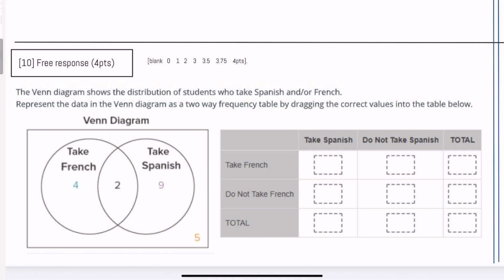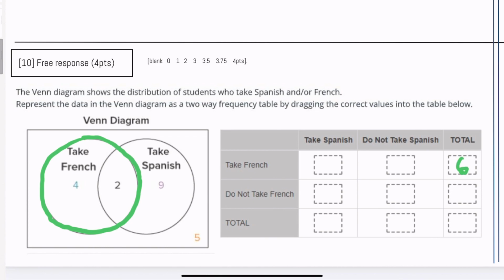All right, let's go over this last question. The Venn diagram shows the distribution of students who take Spanish and or French. Represent the data in the Venn diagram as a two-way frequency table by dragging the correct values into the table or writing the values. Okay, let's do French. French is going to be this circle. So French is 4 plus 2. That would be 6.